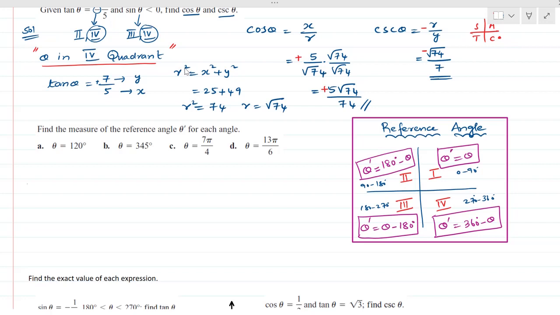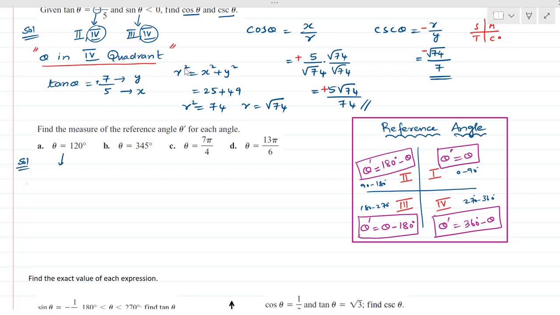Now whenever you have an angle less than 90, I will write theta prime, that is the reference angle, equal to theta. Second quadrant: 180 minus theta. Third quadrant: theta minus 180. In the fourth quadrant we will subtract from 360. Let us go with the first problem here.